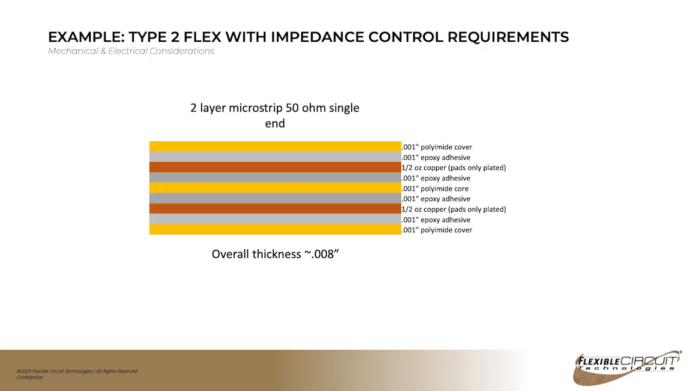If all you're looking for is impedance matching, you can go with a microstrip type construction, which would only increase the overall thickness by about 0.02 of an inch. So it's not going to be a significant amount of circuit increase. However, one of those layers is going to be solid copper, so it will get a little bit stiffer, but it won't have a huge impact.